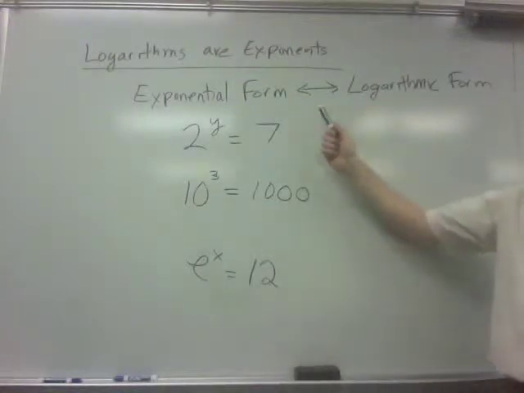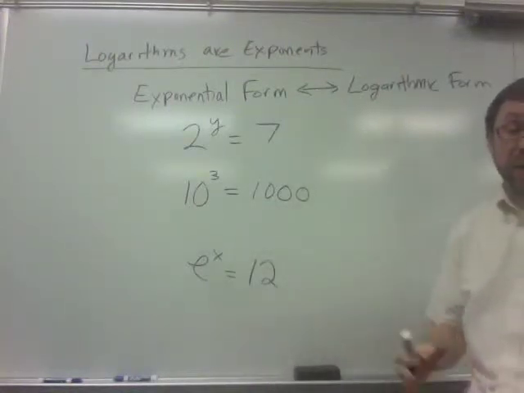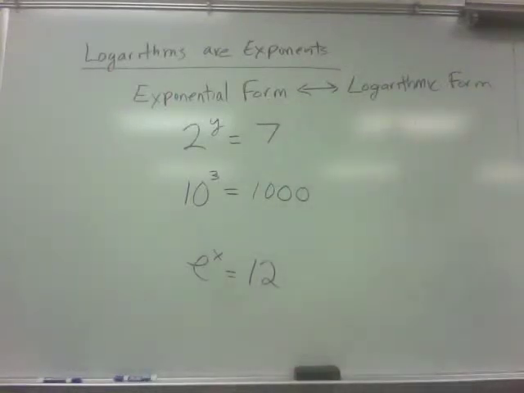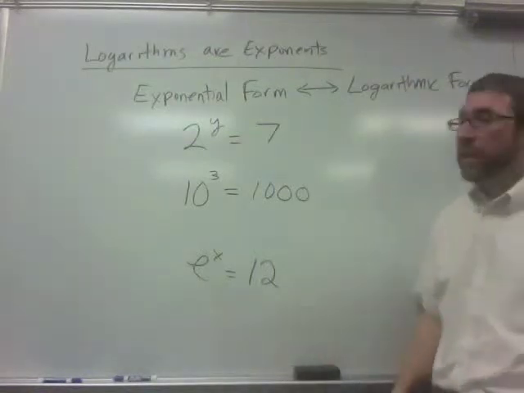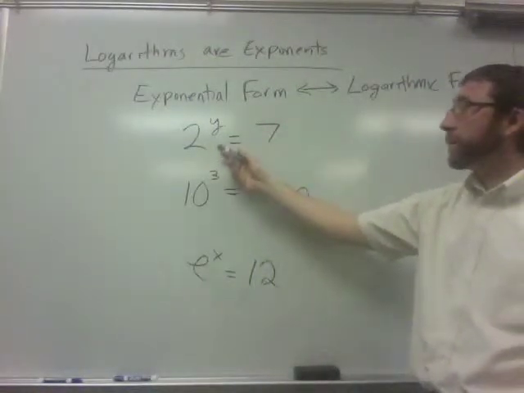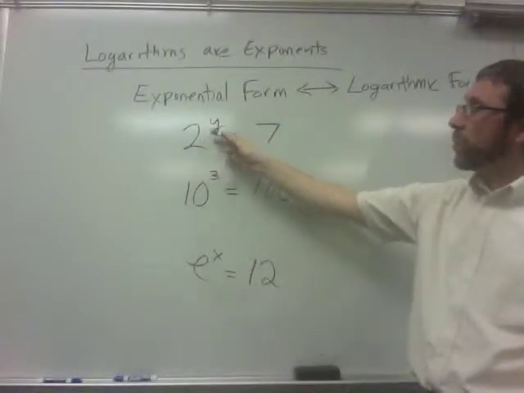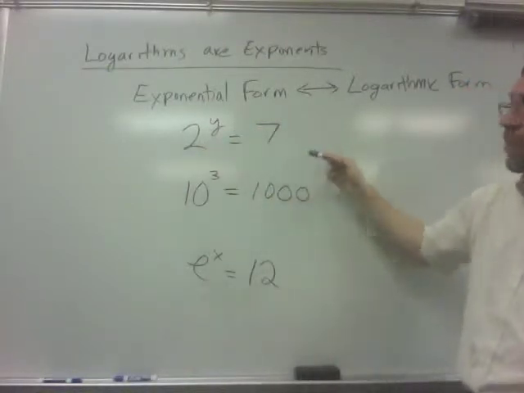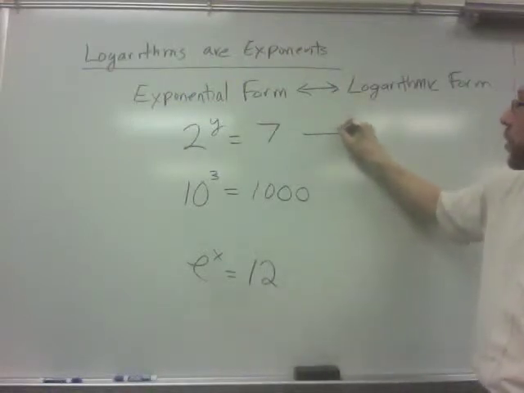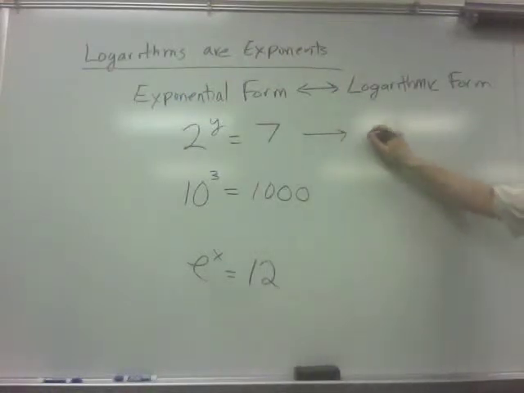The first thing to understand about logarithms is how to make a switch from something called exponential form to something called logarithmic form. The reason we want to do that is to bring the exponents down to the base. So right here we've got 2 to the y equals 7. The base is 2. So if we want to change this into logarithmic form, we'd say log of base 2.